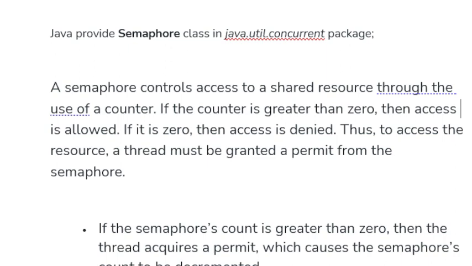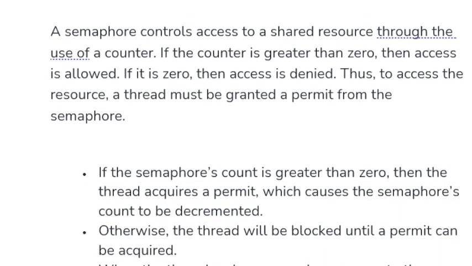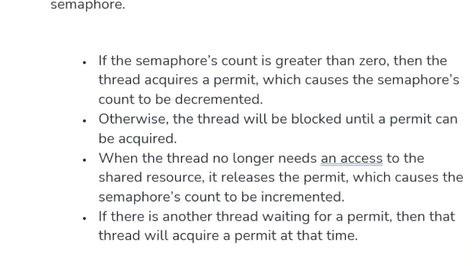To access this resource, a thread must be granted a permit from the semaphore. The semaphore is a predefined class, a predefined mechanism. So before allowing a thread to access a resource, the thread must be granted a permit from the semaphore. How does it work? If the semaphore counter is greater than 0, then the thread acquires a permit, which causes the semaphore counter to be decremented.